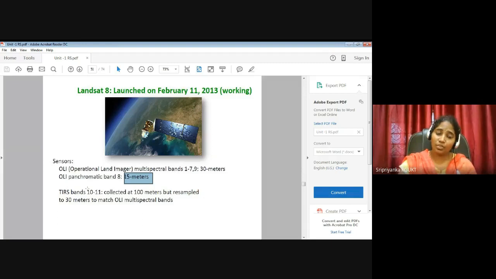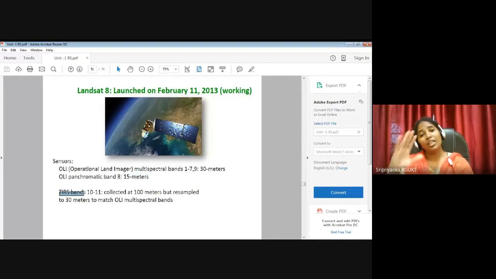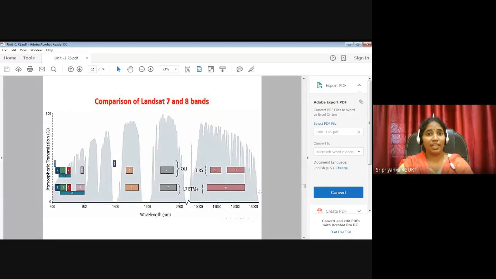The other two bands, 10 and 11, collect in TIRS. Remember, TIRS is thermal infrared, the one next to the reflected infrared, which is from 3 to 1000 micrometers. It collects at 100 meters, but is resampled to 30 meters to match the OLI spectral bands. That is, it collects at a resolution of 100 meters, but resampling has been done and it is used at 30 meters. Okay, so I'll show you a picture where you can understand how the technology is improving.